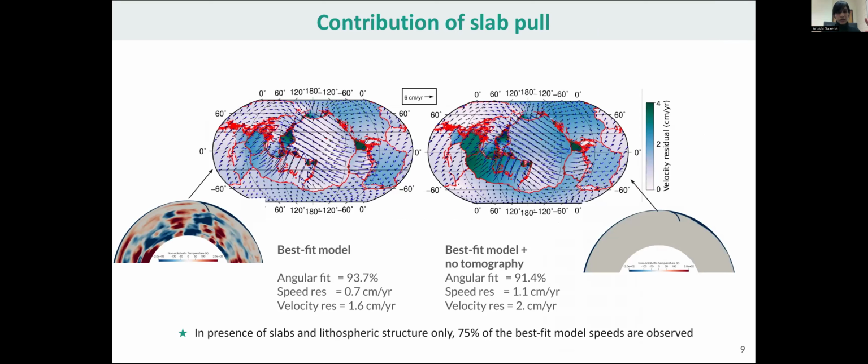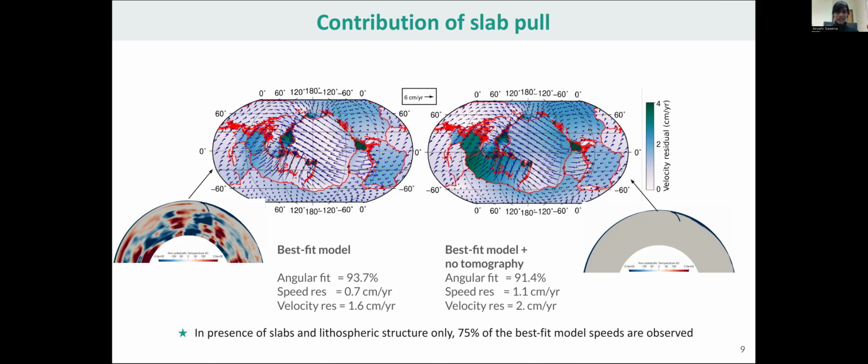The colors here now represent the regions that are poorer fit with respect to the observations, and the lighter colors are the regions that have good fit with the observations. But because we also want to look at the contribution of slab pull, we do another model run which has no lower mantle heterogeneity or no tomography data, and it only has the lithospheric structure and the slabs. So on the right is the model that has no tomography data and only slabs and the lithospheric structure.